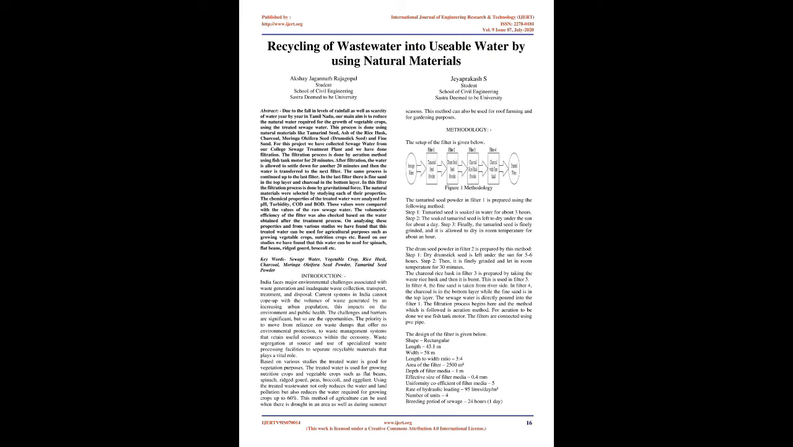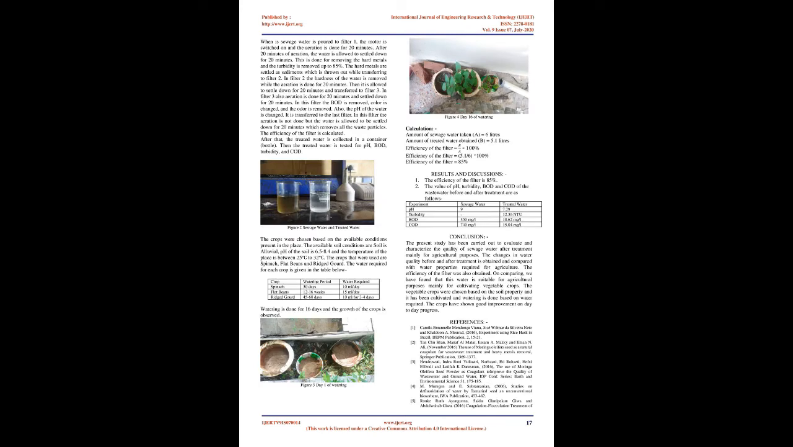The treated water is used for growing nutrition crops and vegetable crops such as flat beans, spinach, ridged gourd, peas, broccoli, and eggplant. Using the treated wastewater not only reduces the water and land pollution but also reduces the water required for growing crops by up to 60%. This method of agriculture can be used when there is drought in an area as well as during summer seasons. This method can also be used for roof farming and for gardening purposes.